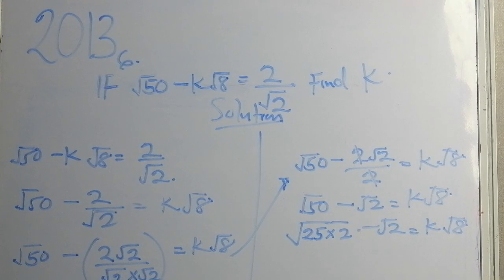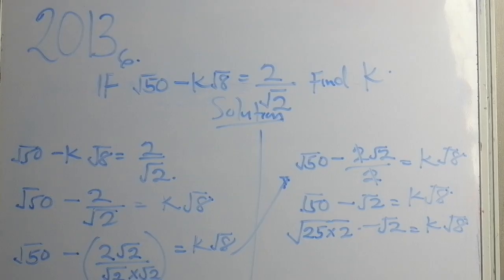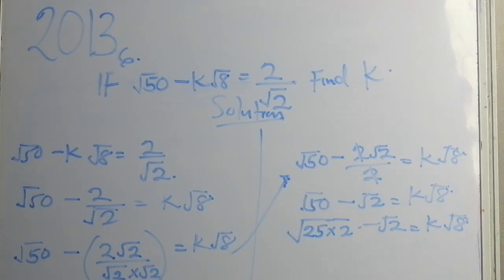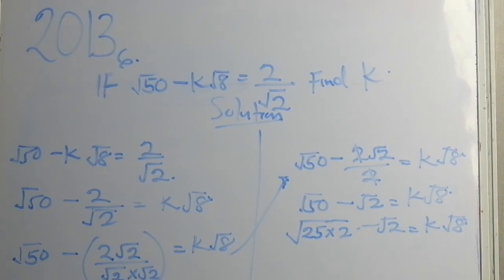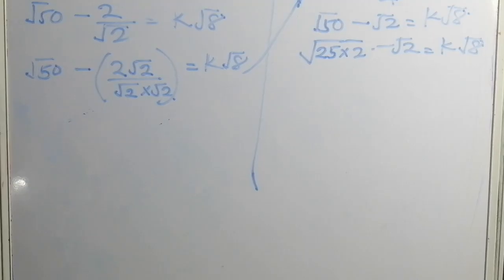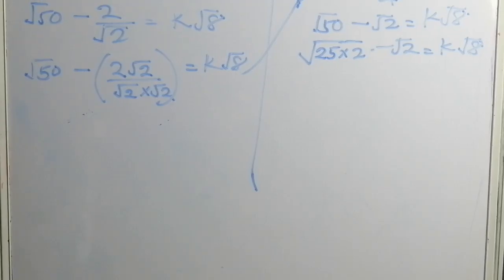So I have 25 times 2. 25 times 2 is what? 50. Because I already know that 25 is a perfect square. So I already know that 5 times 5 is 25.